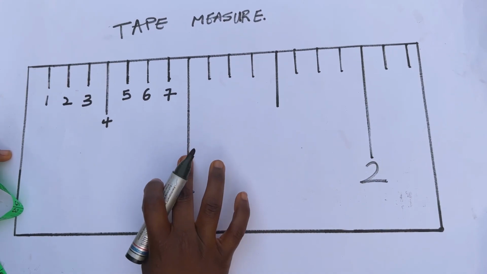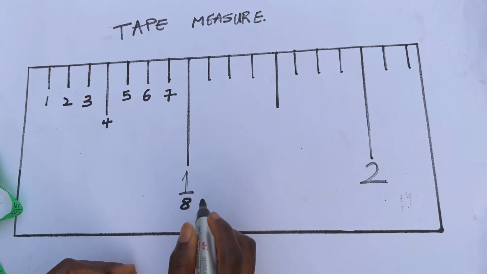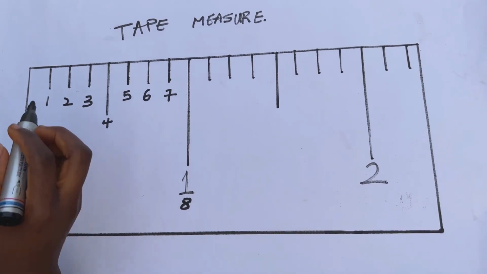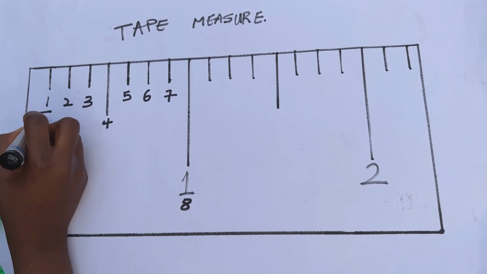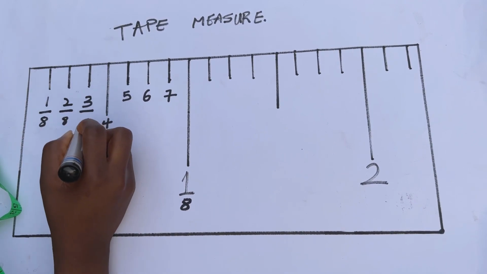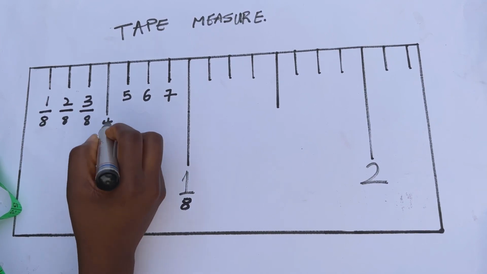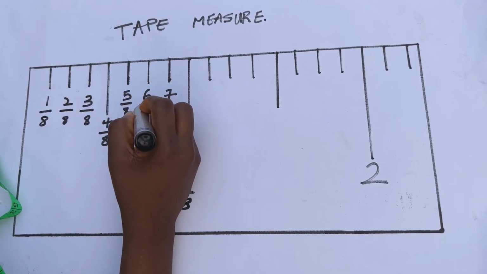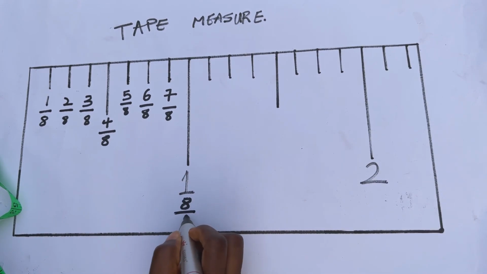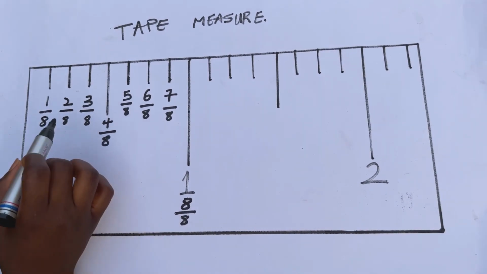So now, because 8 bars make 1 inch, we are going to go ahead and divide each of these bars by 8, just like you see me doing in the video. You divide 1 by 8, 2 by 8, 3 by 8, 4 by 8, 5 by 8, 6 by 8, 7 by 8, and 8 by 8. So now we are going to go ahead and divide it, right?